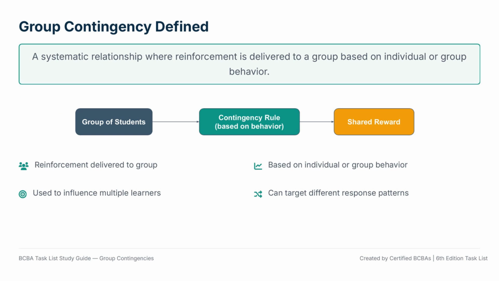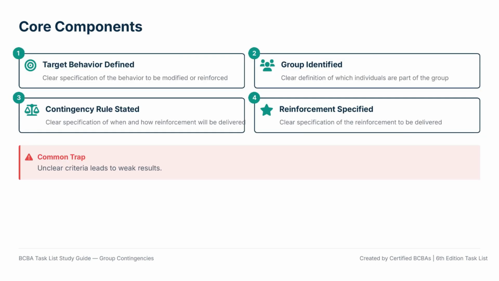Let's define group contingencies more formally. A group contingency is a systematic arrangement in which reinforcement is delivered to a group based on the behavior of one or more members of that group. There are two key components in this definition. First, reinforcement is delivered at the group level. Second, the delivery of that reinforcement depends on individual behavior, group behavior, or both. Group contingencies are used to influence multiple learners at once and can target different response patterns depending on how the contingency is structured.